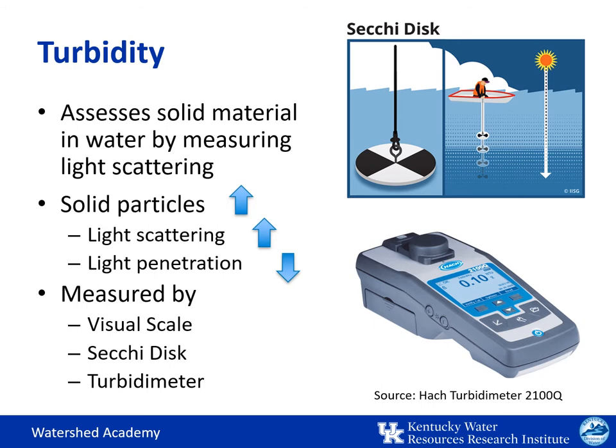Turbidity can be measured by visual observation. That is, you can just say, hey, it's clear, opaque, muddy, etc. Or you can use a secchi disc, which is lowered down into the water until you can no longer see the areas of black and white shading. And then you record that depth. Or a turbidimeter can be used, which records in nephelometric turbidity units, or NTU, or Jackson turbidity units, JTU, depending on the instrument that's used, in order to quantify the amount of turbidity that's present.